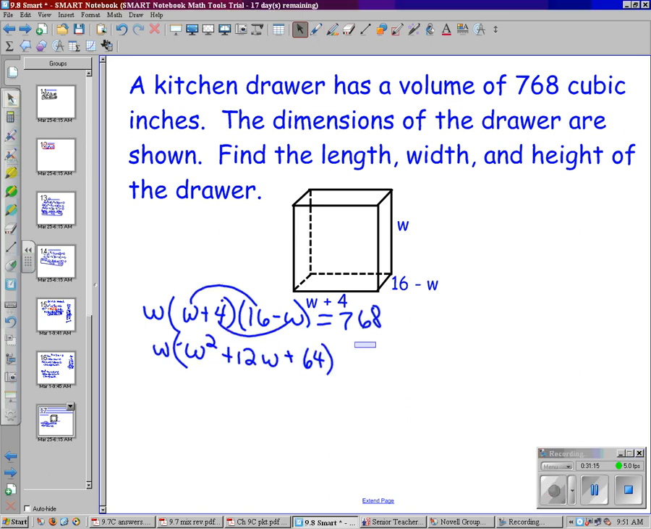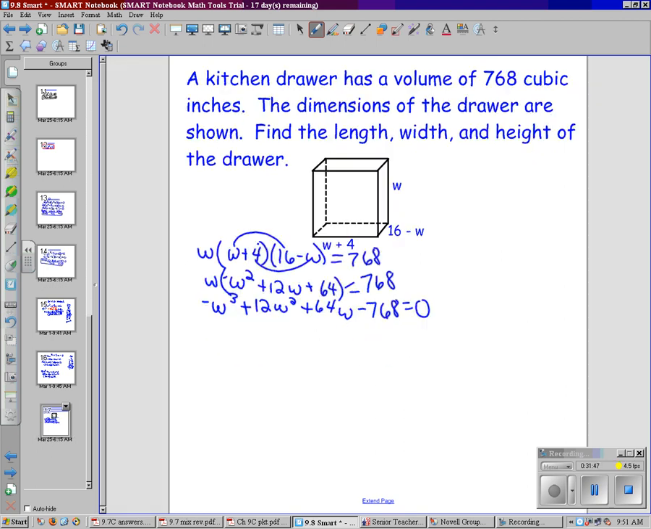So far we have this equal to 768. And what do we have to do with the W? Multiply it inside. So tell me what we got. Negative W cubed, and then 12W squared, and then 64W. And what do we do with that 768? Bring it on over. Now comes subtraction. Look at that. Isn't that beautiful? No.